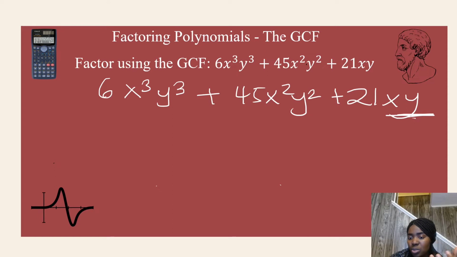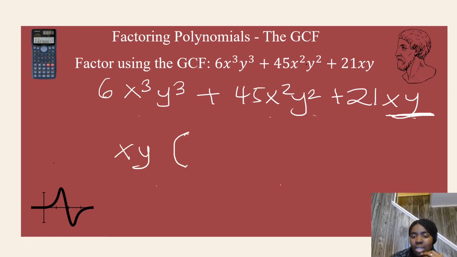Xy can go into x squared y squared; you can pull it out of x squared y squared. Xy can go into x cubed y cubed, right? But x squared y squared cannot go into xy. It's too big. X cubed y cubed cannot go into xy. So we're going to pull out xy. That's definitely going to be our factor. So we're done with the variable part.